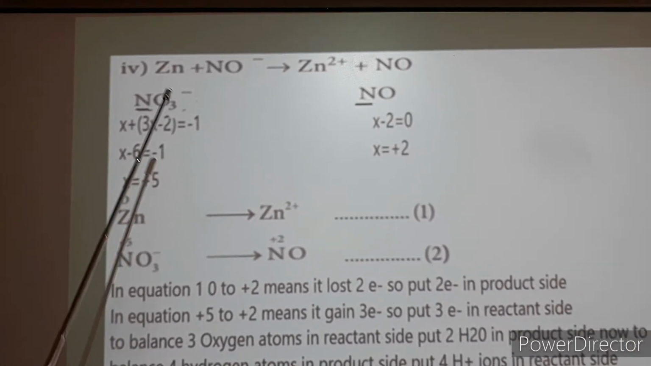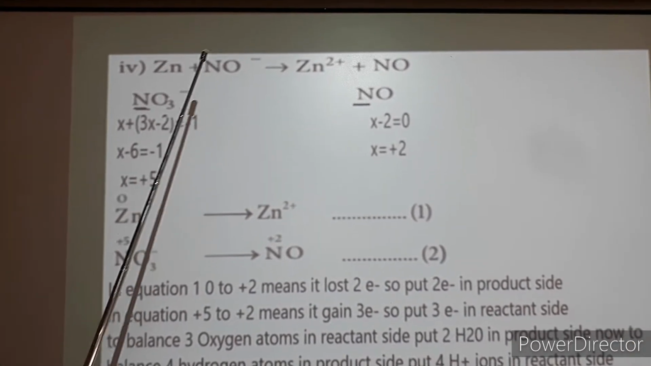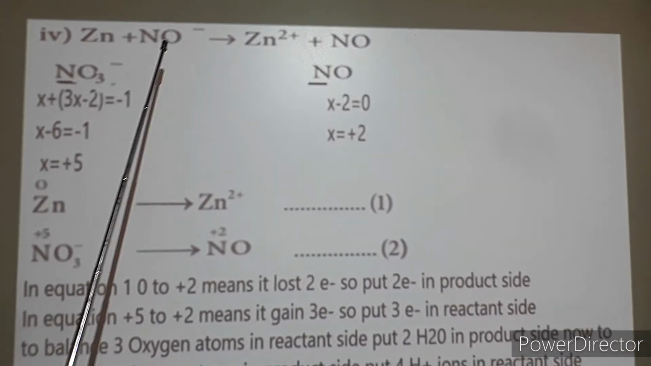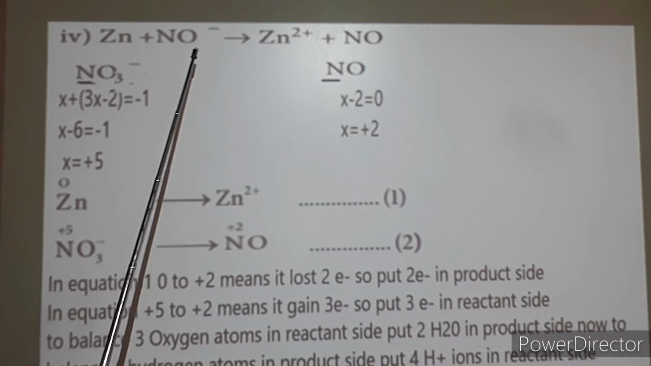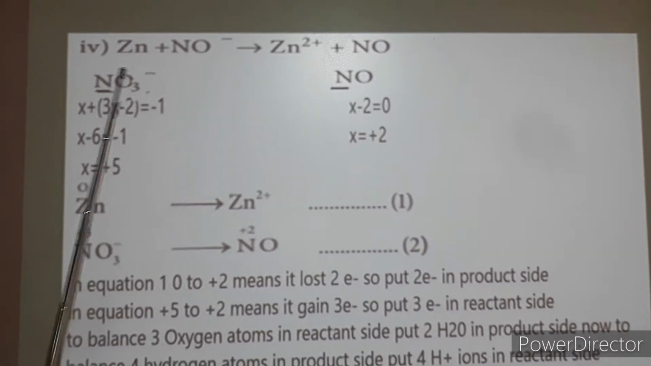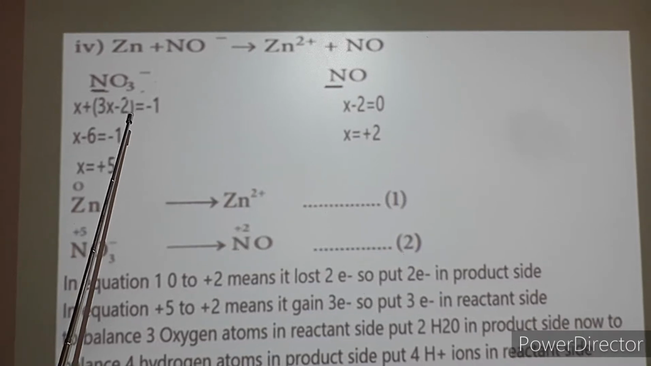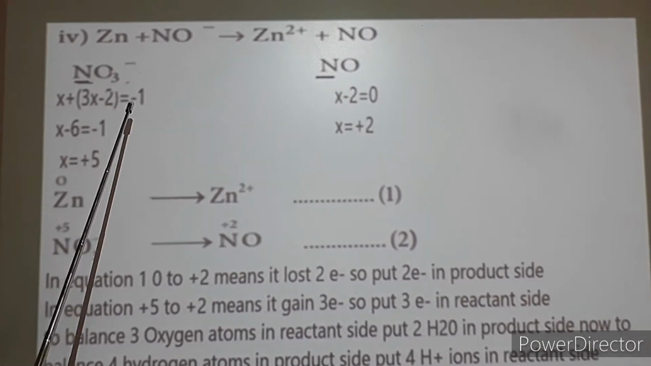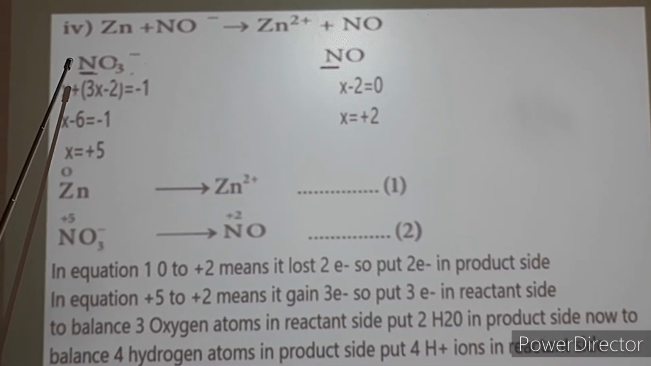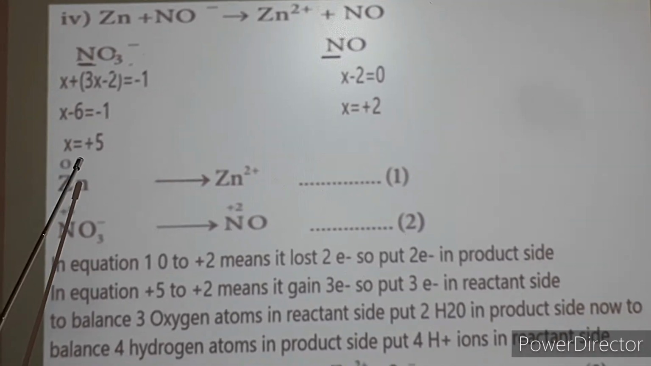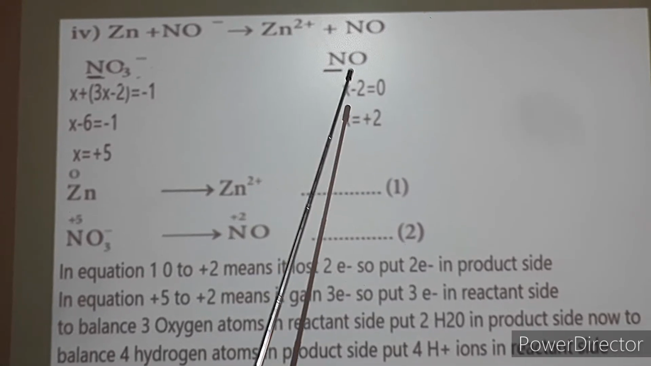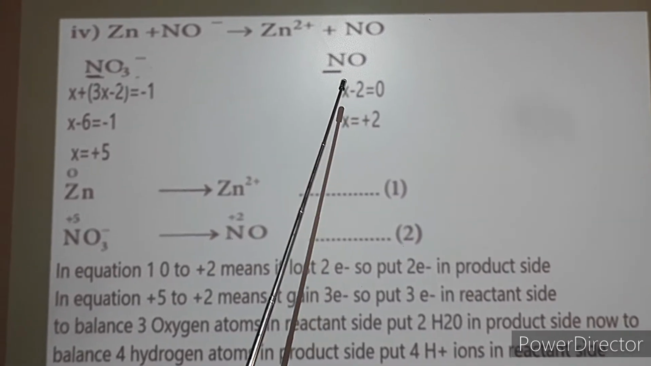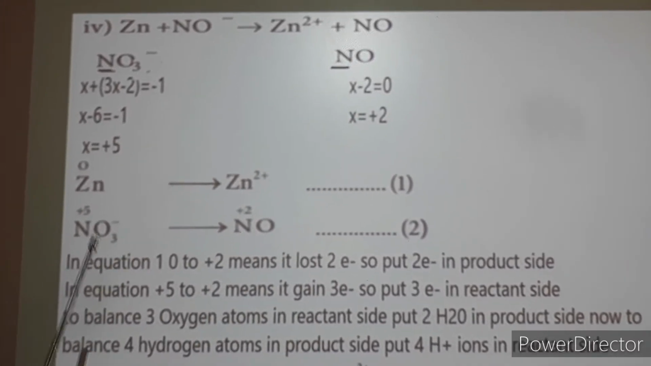Now this equation: zinc plus NO3 minus gives Zn2 plus and NO. Then for NO3 minus, here the charge is not given in the problem, so 3 into minus 2 equals minus 6, and because it is an ion we have to put the net charge minus 1 here. After calculating we get the oxidation number for nitrogen as plus 5. Here in NO, my oxygen oxidation number is minus 2, put X here, and we get the oxidation number of nitrogen as plus 2.